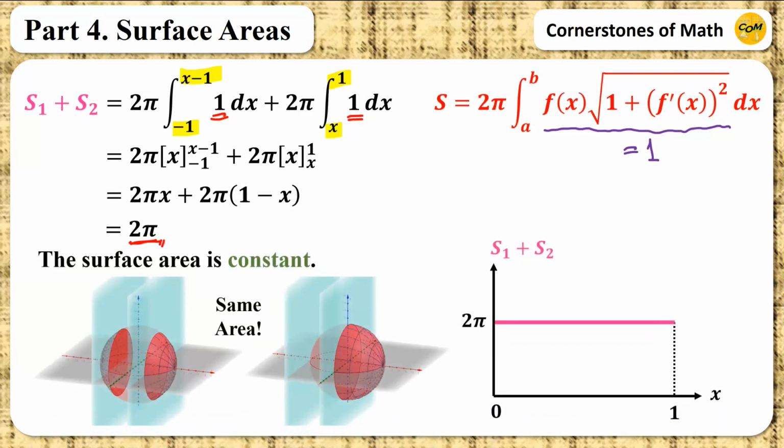That is, the surface area is constant. It does not depend on x and always gives the same value, the half of the surface area of the sphere. This is one of the interesting properties of the sphere. If the length of the interval of revolution remains unchanged, the resultant surface area remains unchanged.